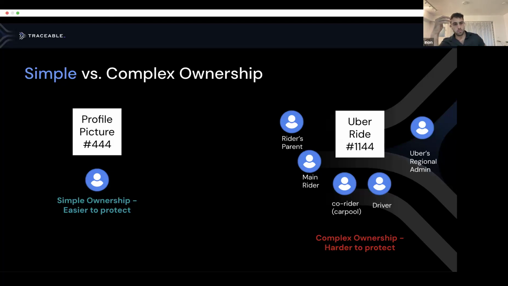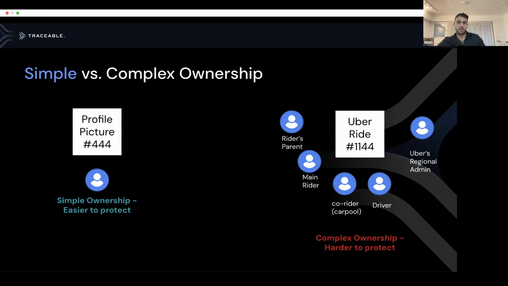So a simple ownership of an object would be, let's say that I'm a user on a social network and I upload a profile picture. So I upload a new object, which is a profile picture, and it has an ID, for example, 414. So this is a pretty straightforward correlation. One user has access to one object, right?